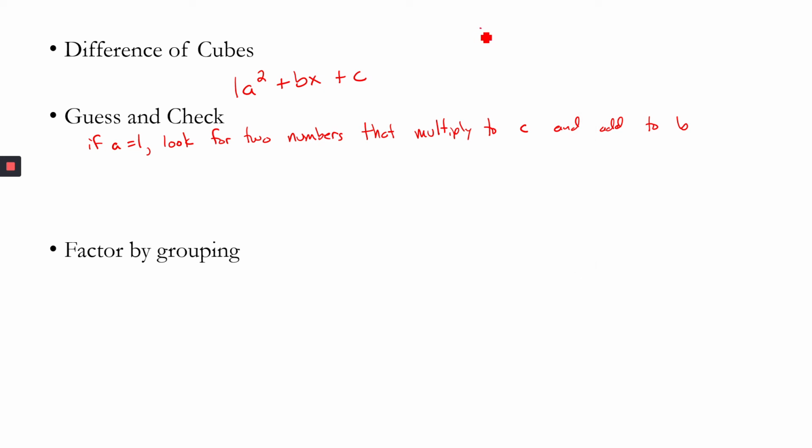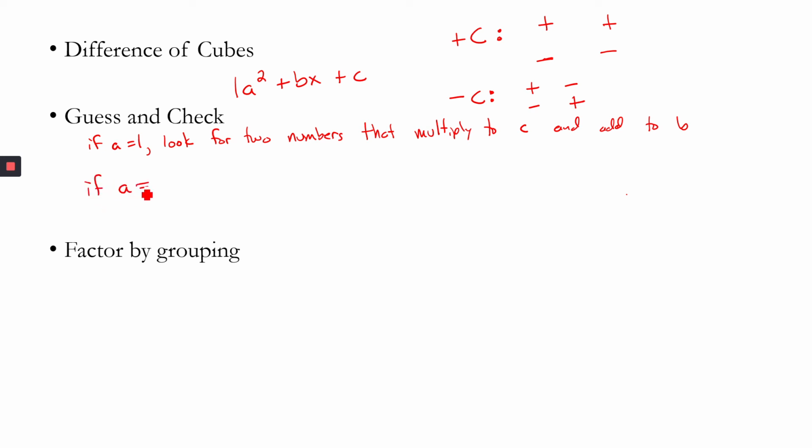Now, with your signs, you've got to be really careful, and there's some things to remember here. If c is positive, there's a couple different ways that c could be positive. Either we could have a positive times a positive, or you could have a negative times a negative. So if you see that c is positive, that means that those two numbers that you're thinking of either both need to be positive or both need to be negative. If c is negative, that means you could have a positive times a negative or a negative times a positive.